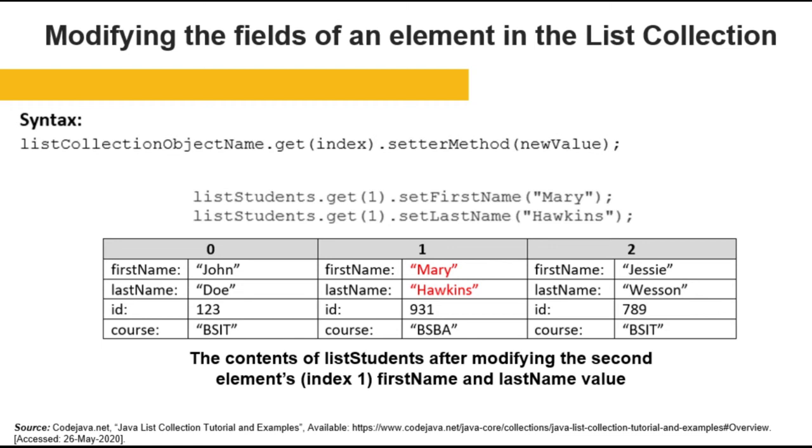Remember that you can only do this if you provided setters in your class fields, if you applied encapsulation in your class. So let us say, for example, we did not define the set first name method, or we forgot to put the set first name method as defined in the person class. This will not be possible. So remember that if you want to modify a specific field and you applied encapsulation in that field, you should provide a setter method.